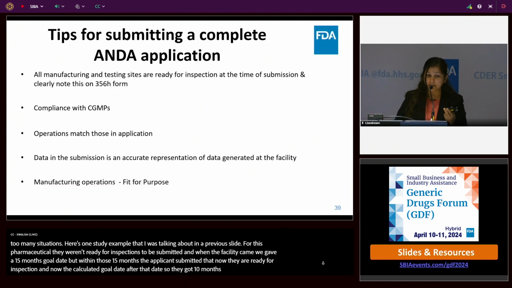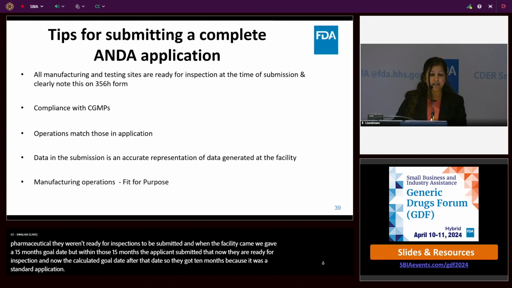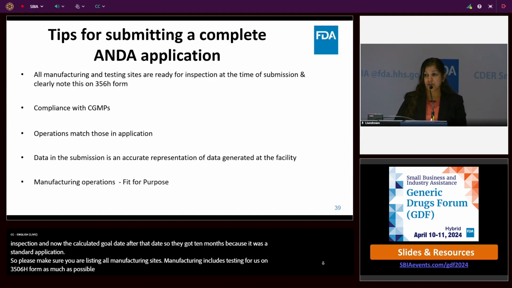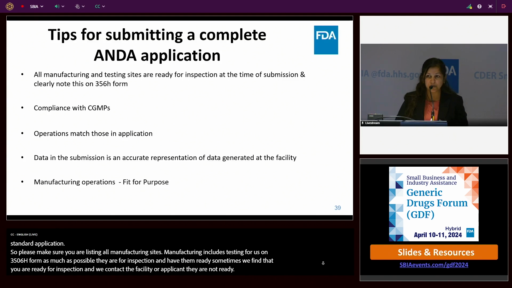And I have some tips very similar to what Derek had. Please make sure that you are listing all manufacturing sites. Manufacturing includes testing for us as per FDA. So all testing facilities should be noted down on the 356H form. As much as possible, mark them as ready for inspection and have them ready for inspection. Sometimes we find that you have marked it as ready for inspection and we contact the facility or the applicant, and they are not ready. So it becomes a problem, right? Then we have to withhold, and you don't want to be in that situation. We really want to move forward with first cycle approval.